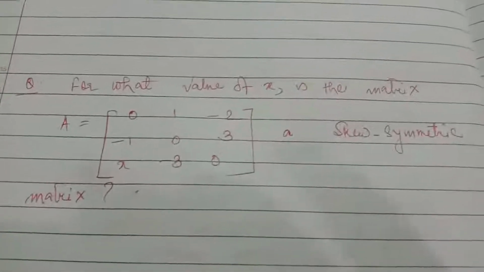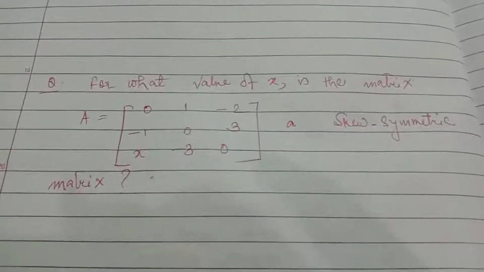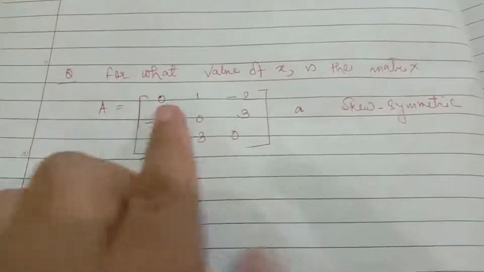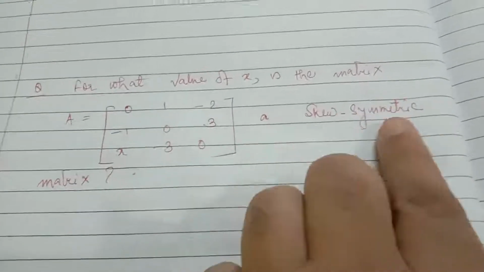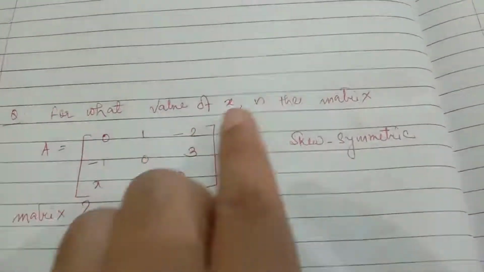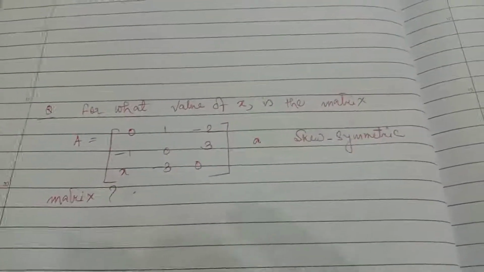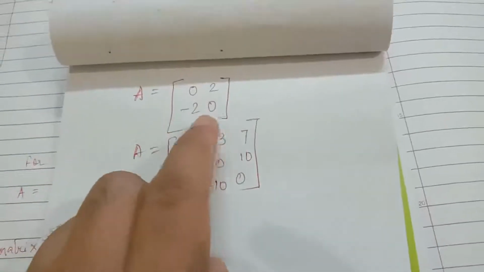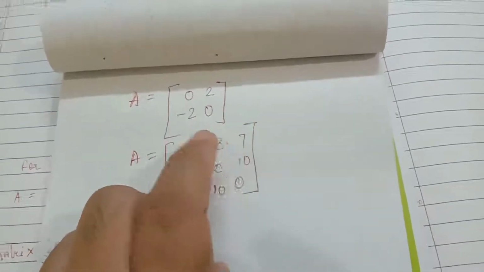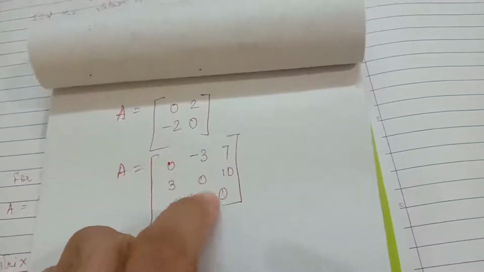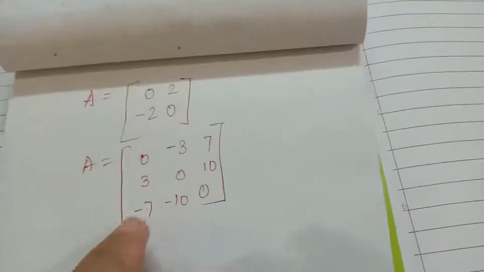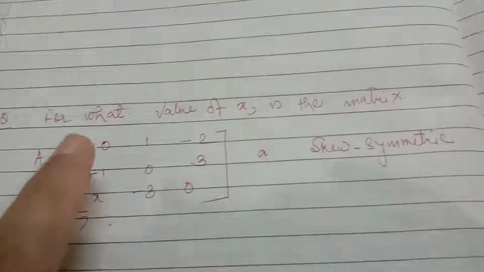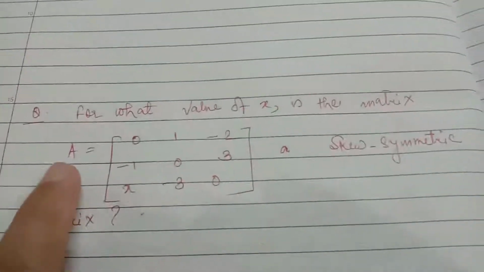Now I have taken one mark question from the CBSE board exam paper. For what value of x is the matrix A a skew symmetric matrix? For what value of x will this be a skew symmetric matrix? Now if you remember this, 0, 0, 0, if these three are minus 3, 7, 10, we write the same elements here also, but changing the sign: 3, minus 7, minus 10. Now you see this matrix, the diagonal elements are 0. Given A is a skew symmetric matrix.